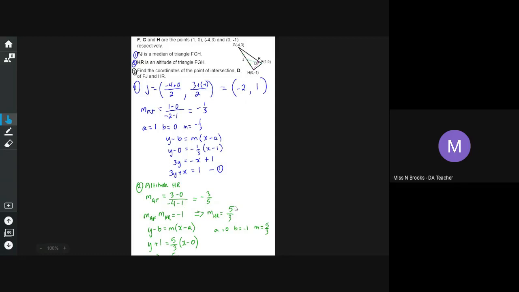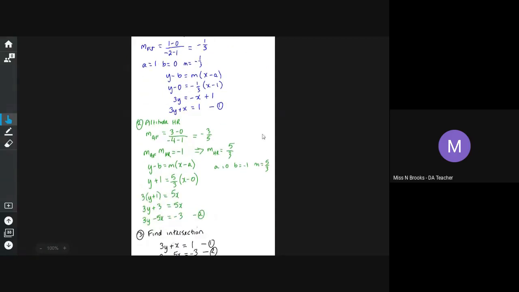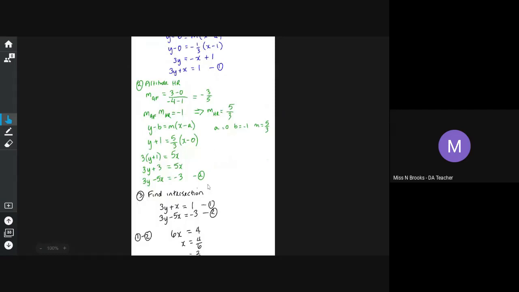And then we need to substitute that into our y minus b equals m times (x minus a). We're going to use point H because we don't know what point R is. So our a is 0 and our b is -1. So we've got y plus 1 equals 5/3 of (x minus 0). Don't like fractions? Let's multiply it out. And so we end up with 3y plus 3 equals 5x.